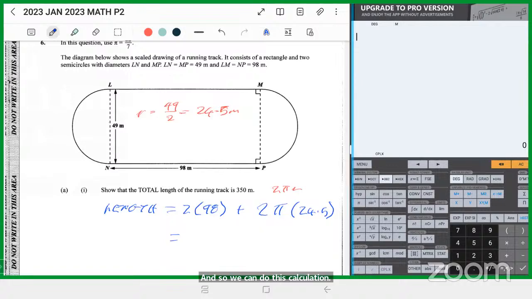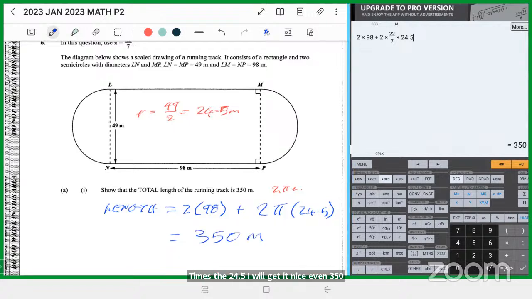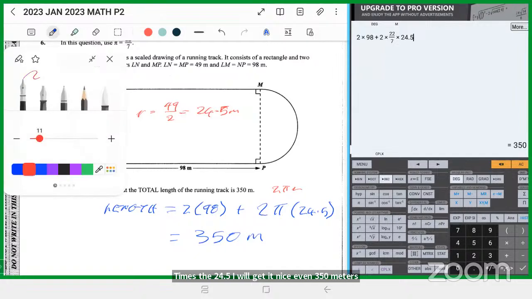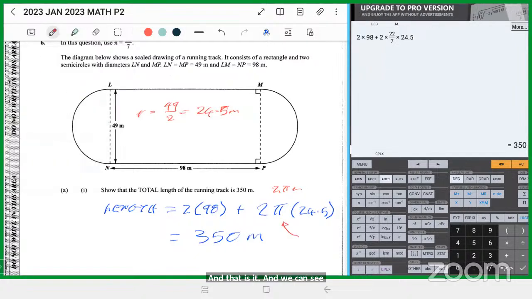Let's put on the calculator. So it's 2 times 98 plus 2 times pi, which is 22/7, times the 24.5, and we get the nice even 350 meters. And that is it. And we can say here that we used pi as 22/7. All right, so far so good, right? This is the easy part.